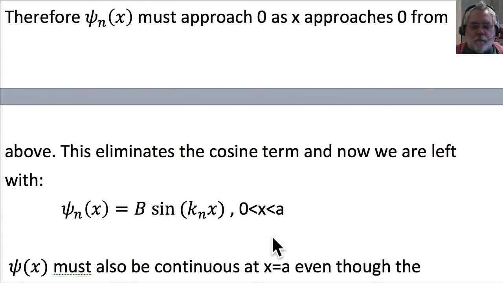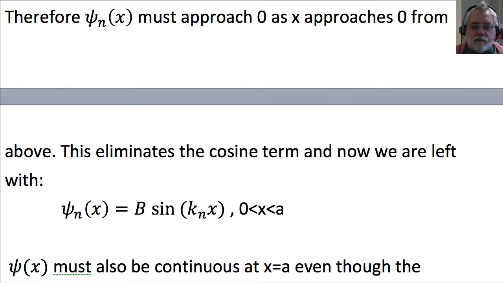Now we're left with psi sub n of x equals b times sine of k sub n x inside the box. Now, there are two unknowns here. B is an unknown, but also k sub n is an unknown. We don't know if it can take on any value whatsoever, or if its values will be restricted. We need to learn that.